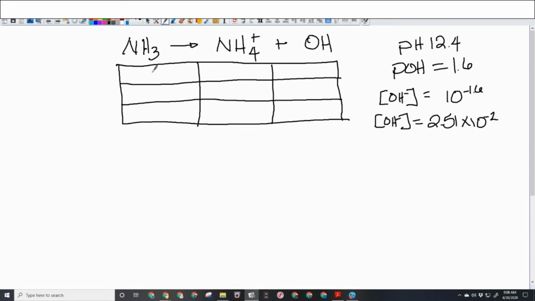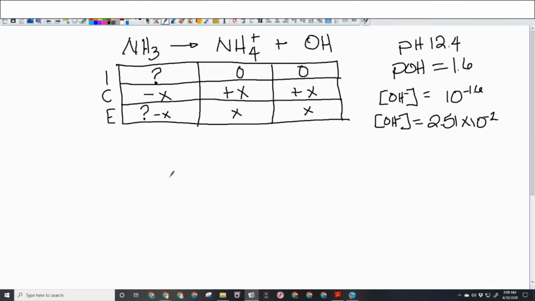And this is what we're looking for, the concentration that is needed to produce this pH. So this is going to be 0 and 0 for the initial. This is going to go down by some factor of X, and these will go up by X, and this will go up by X. So the equilibrium here is going to be our concentration minus this X, and X, and X.